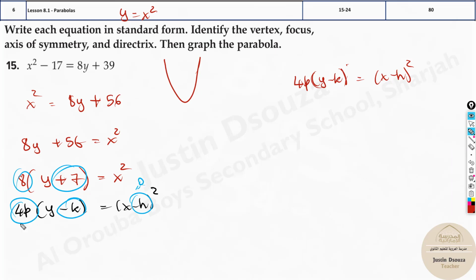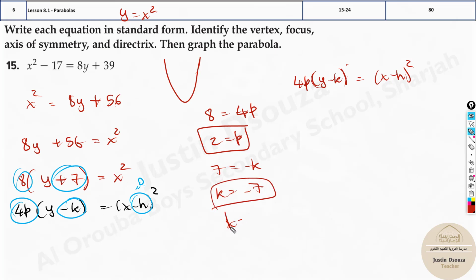Now for the first problem, I'll just do the equation and show you. 8 is equal to 4p. So what is the p value? Divide both sides by 4, and you will have 2 is equal to p. That is the p value. Now what about k? 7 is equal to minus k, so k is equal to minus 7. And h is equal to 0. There is nothing. So these are the values.